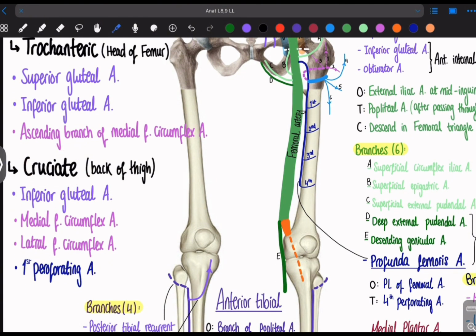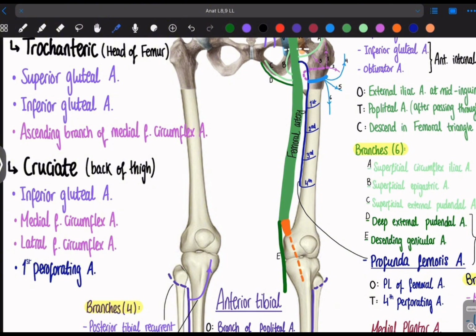The cruciate anastomosis, where does it lie, or what does it supply? It supplies the back of the thigh. The cruciate anastomosis is formed by four branches. What are the four branches? Let's remember them in a very easy way. Three branches are from the profunda femoris, and one branch is from the internal iliac.